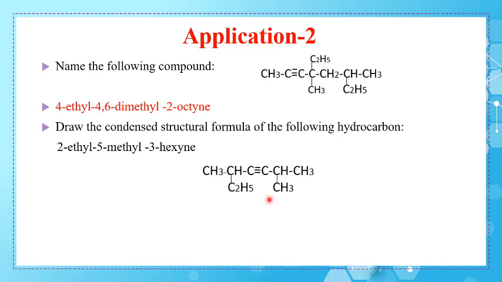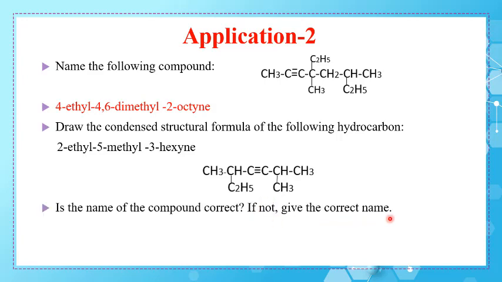Is the name of the compound correct? If no, give the correct name. If we want to take the longest carbon chain containing the triple bond, number from here, for example, 1, 2, 3, 4, 5, 6, or 1, 2, 3, 4, or 1, 2, 3, 4, 5, 6, 7. So we have 7 carbon atoms and not 6 carbon atoms.